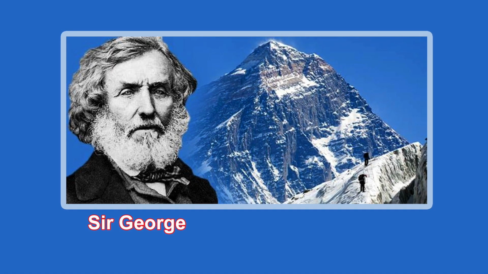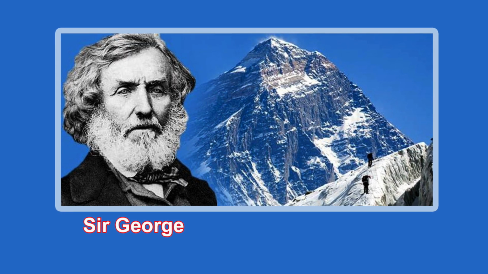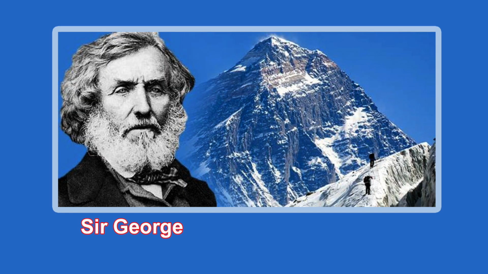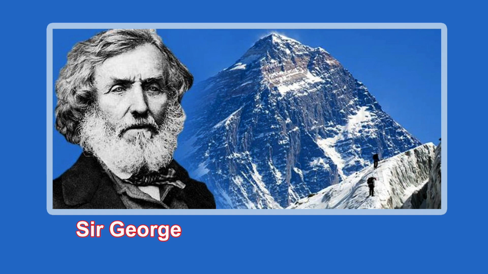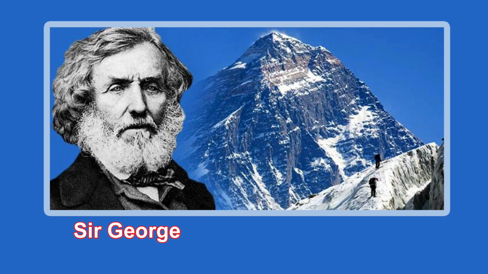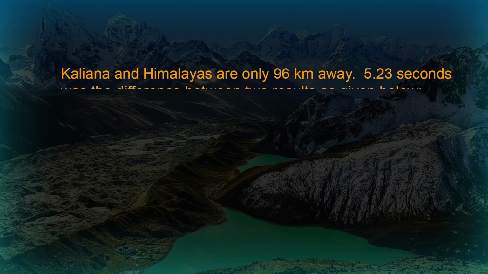In 1859, a team led by Sir George Everest did a geodetic survey of the extrapeninsular Indo-Gangetic plain, and discrepancies were found in the latitude measurements between Kalianpur and Kaliana, 370 miles apart. These differences emerged when comparing results from direct triangulation and astronomical methods, indicating gravitational anomalies similar to those observed in other regions. Kaliana and the Himalayas are only 96 kilometers away.